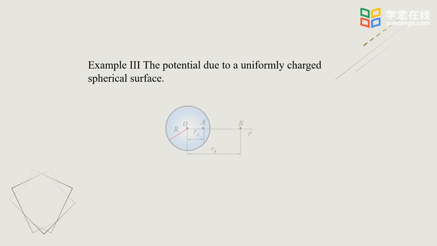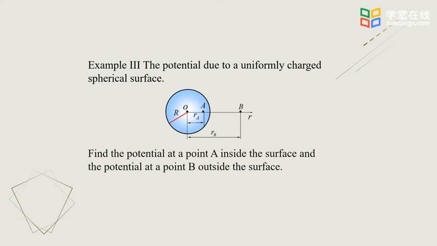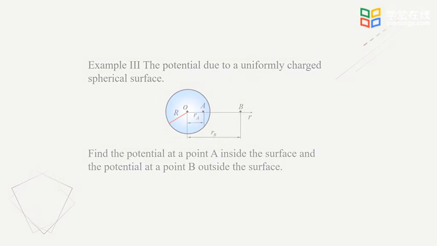Please look at this figure. Here is a uniformly charged spherical surface with a radius of R. The total charge is Q. Please find the potential at a point A inside the surface and the potential at a point B outside the surface. Because of the symmetry of the situation, we could apply Gauss's law to find the electric field in space.